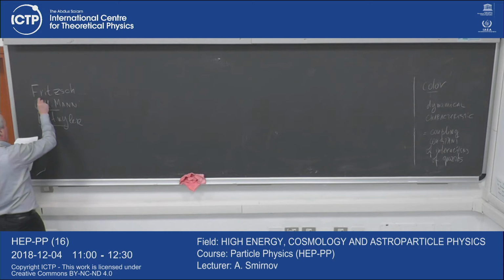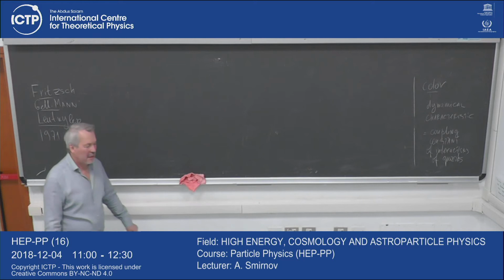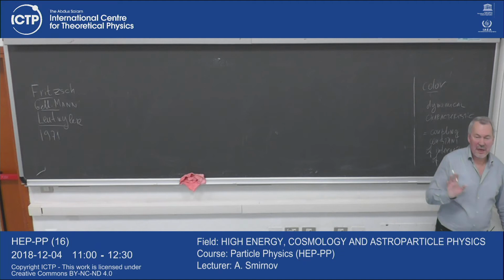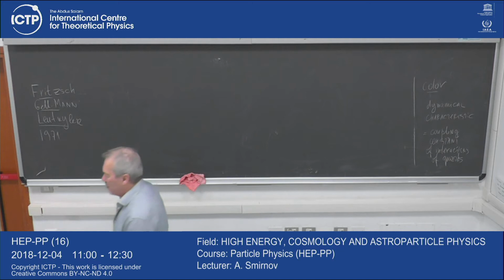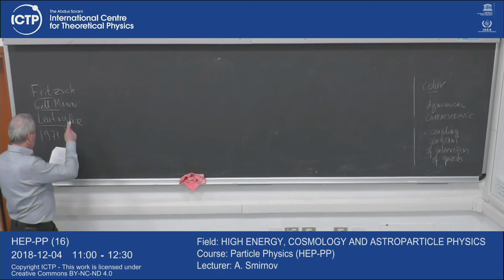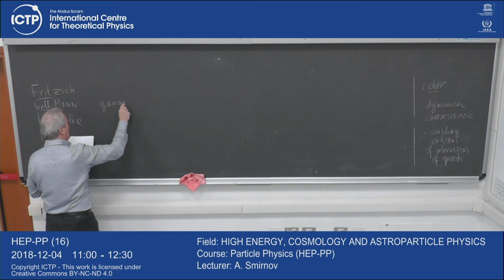In 1971, soon after the standard model had been introduced, when renormalization hadn't been done, the standard model was in a very big initial phase where essentially nobody even cited that paper for several years. It was explored, of course, after it was shown that this is a renormalizable theory. So these three guys have introduced the gauge symmetry of color.